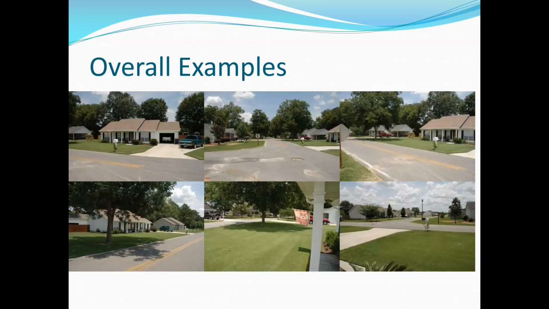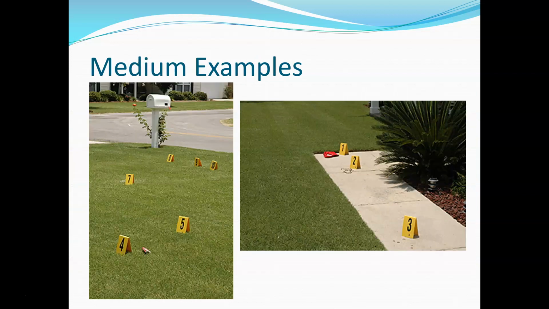So here are some overall examples. Our crime occurred at this house. So we have a picture of the whole house. We have the street that the house is on. We have the overall view. Then we put our evidence numbers in, and the medium view is showing that we can see pieces of evidence 1, 2, and 3 are very close to each other. Similar 4, 5, 6, 7, 8, 9, 10 are all appearing in that front yard together.